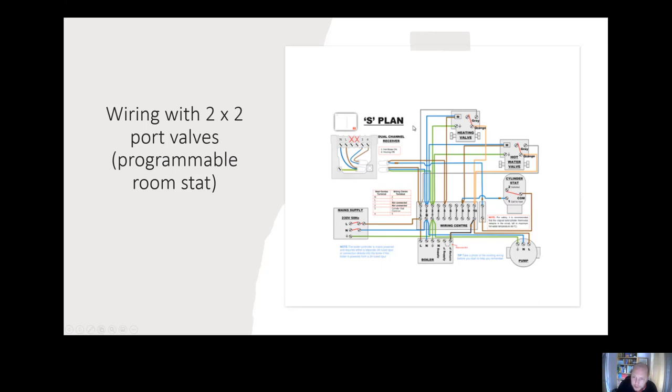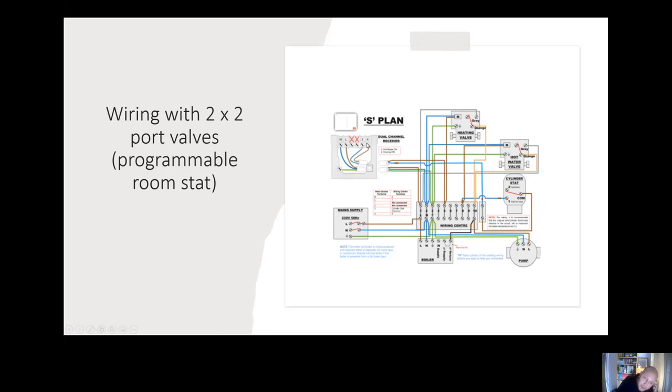But you can see that where this permanent live connects in here, it's actually on the downside of a switch. So the electricity will only be able to flow through this when this motorised valve opens. If we follow the electricity in, we can see it coming in here, going off to the programmer, or the programmable room stat in this case.